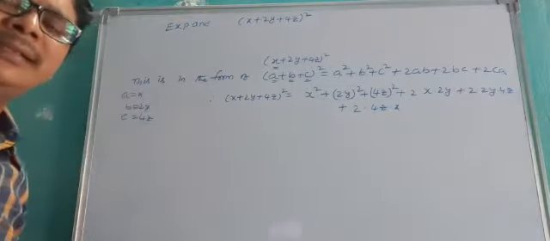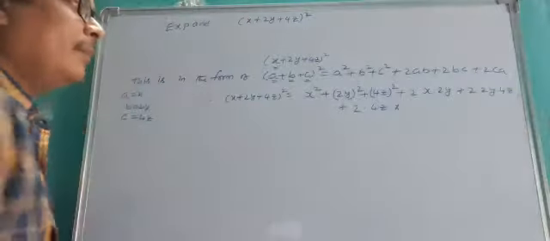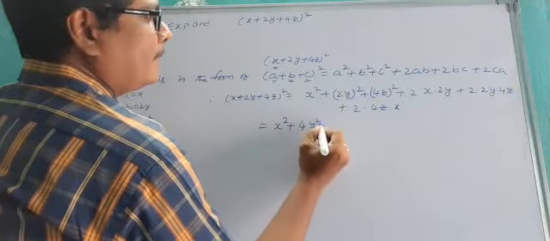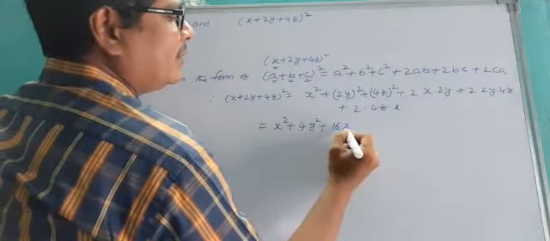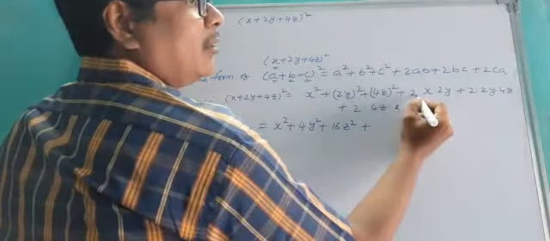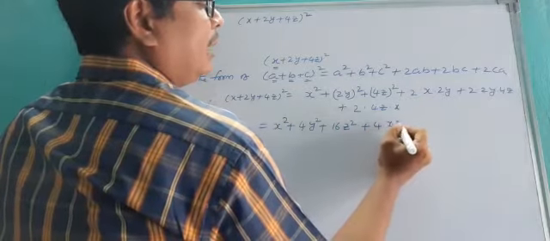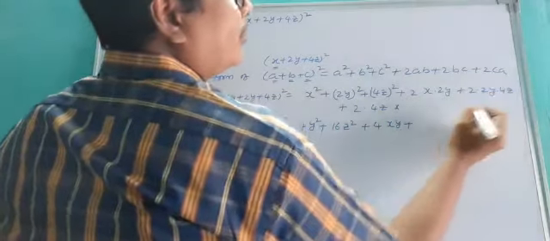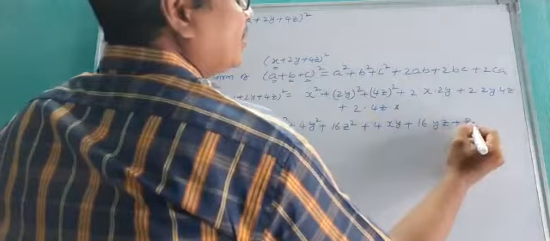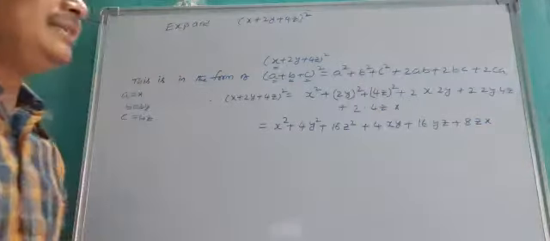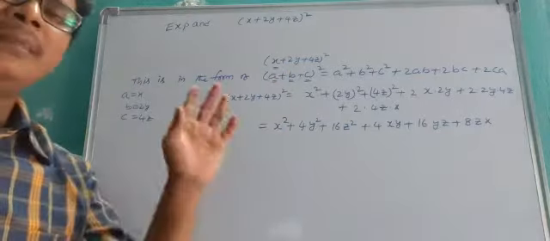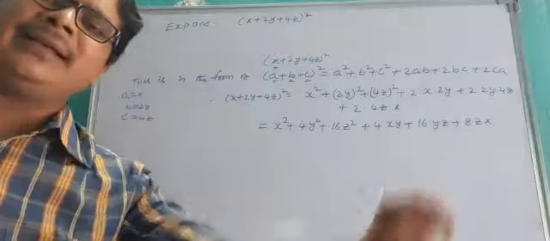Okay, now we have to simplify it and you get its expanded form, that is x square plus 2 square, 4y square, plus 4 square, 16z square, plus numerical coefficients: 2 into 2 is 4, 4xy, plus 2 into 2 is 4, 4 into 4 is 16yz, plus 2 into 4 is 8zx. So this is the expanded form of the given (x + 2y + 4z) whole square. Okay.